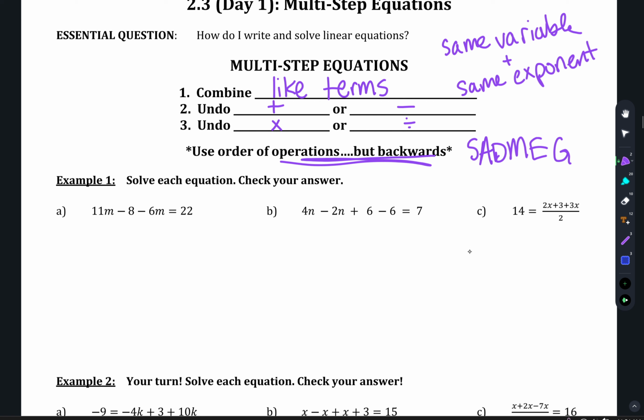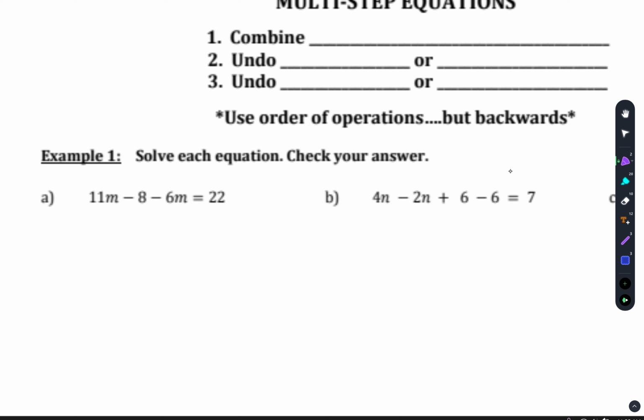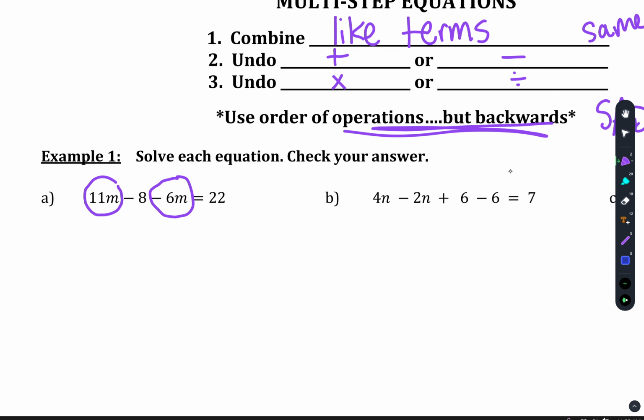So let's look at the example number 1A. I have 11m minus 8 minus 6m equals 22. Where are my like terms in this equation? What are the like terms? James? Perfect. I see the m's there. What is the exponent on those m's? Do we know if there's no exponent there? What's the exponent? James?